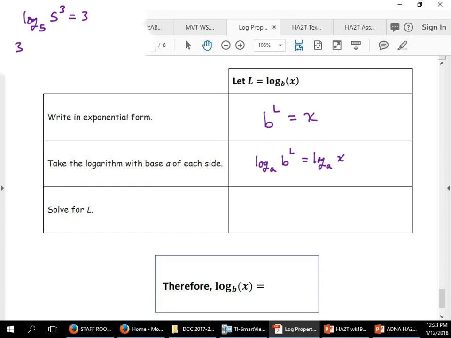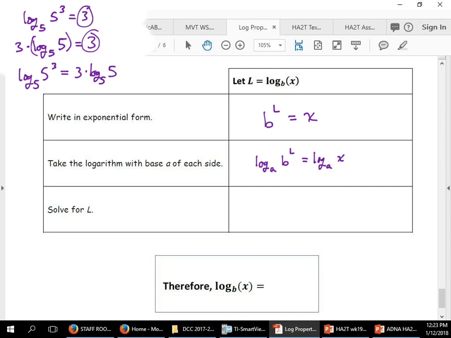If you had 3 times log base 5 of 5, do you guys know what that would equal? 3. Let's see. What power of 5 is 5? It's 1. So this whole thing is 1 times 3, and that would equal 3. So because they both equal 3, we can say that log base 5 of 5 to the third is the same as 3 times log base 5 of 5. They're exactly the same.